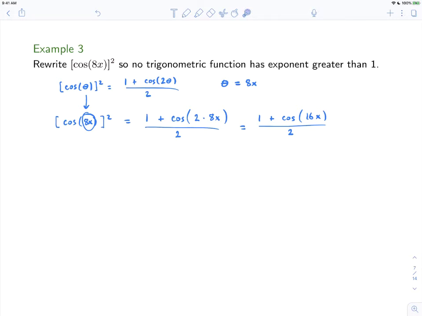So we started out with a cosine term squared, raised to the 2 power, and we've rewritten it so there is no exponent greater than 1. This is cosine of 16x to the 1 power. That's why it's called the reduction formula, because it reduces the power. It starts out as a power of 2 and ends up as a power of 1.